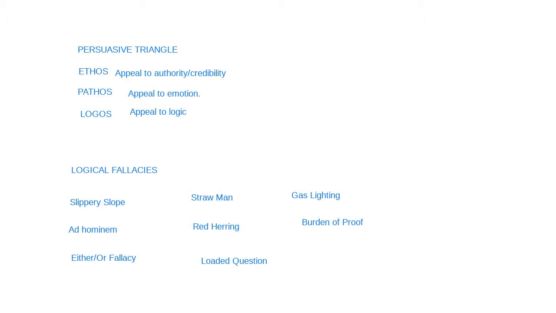Okay, so these are fallacies. So now you're looking on the screen right now. You've got the persuasive triangle, which is your basic toolbox for how to approach persuasion. Then you've got a list of logical fallacies, which are ways that you can screw up the logical process and that you should probably avoid.